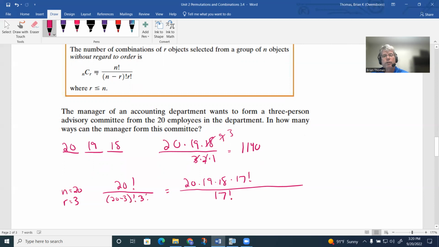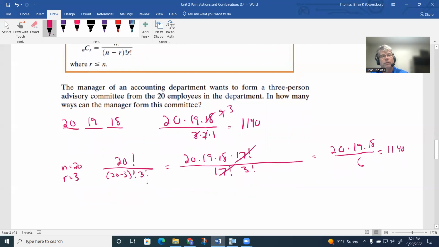And then we have this 3 factorial. So notice that the 17 factorials will divide out. 3 factorial is the same thing as 3 times 2, so that gets us right back to where we were. So this is going to be 20 times 19 times 18 over 6, which gets us right back to that 1140. So if I want to do some math, or again, I can just put 20 factorial over 20 minus 3 factorial times 3 factorial into the calculator.